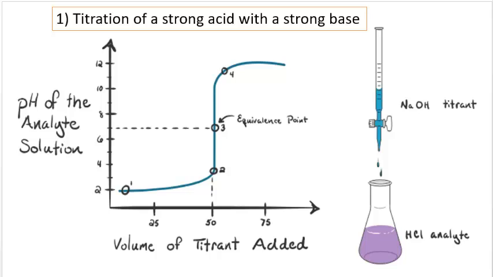First graph, titration of strong acid with a strong base. At the beginning, we can see that the titrant is a strong base, the analyte is a strong acid. So the curve starts rising from pH 2 because it is acid and rises up as we said before. In this axis is the pH of the analyte solution and this axis is the volume of titrant addition. In this graph, this is a strong acid and this is a strong base, so the equivalence point must be 7.